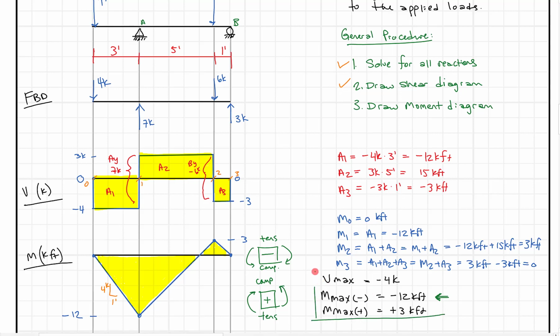So at the end of it, what do we have? We figured out our maximum moment, our maximum shear, all by drawing a shear and moment diagram. So there we did it. We solved for the reactions, we drew our shear and moment diagram, and we're good.